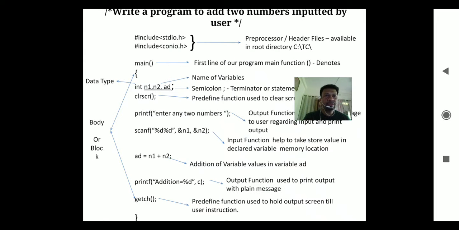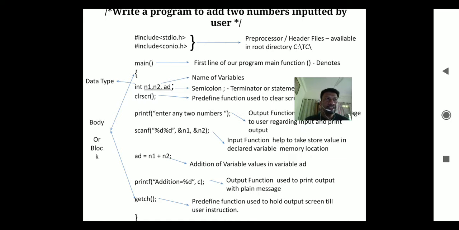Our program is to write a program to add two numbers inputted by the user. The first line starts with slash and star, and ends with star and slash. This is a multi-line comment or single line comment. If we write multiple lines, we have to end it with star and slash. The first two lines are hash include stdio.h, that is standard input output header file, and hash include conio.h, that is console input output.